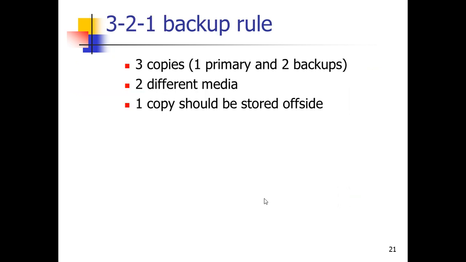Now, after the backup types, we have the 3-2-1 backup rule. This is something which works for normal backups as well as in the cloud. So what is this 3-2-1 backup rule? There should be a minimum of three copies. One should be a primary copy and two should be backup copies. So we have three copies of a file.